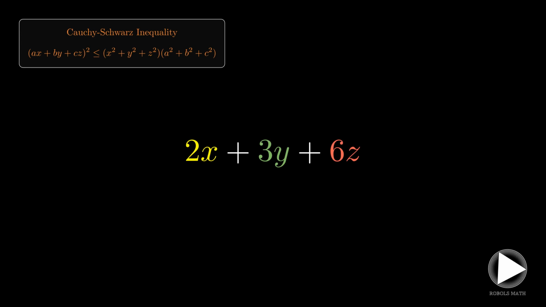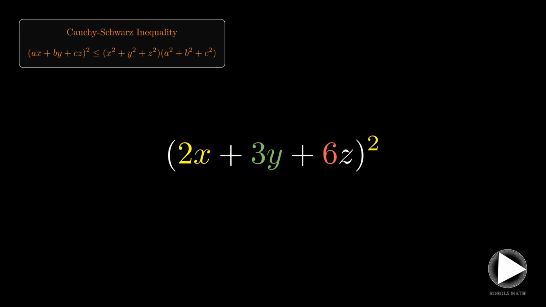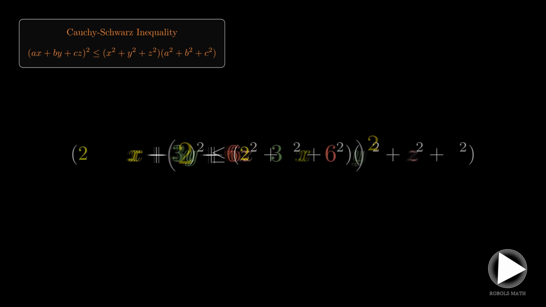We wish to maximize the sum 2x plus 3y plus 6z. Let's consider the square of this number. The Cauchy-Schwarz Inequality, or simply CSI, suggests that the square of 2x plus 3y plus 6z is less than or equal to the product of 2 squared plus 3 squared plus 6 squared and x squared plus y squared plus z squared. The first factor is the sum of the squares of the coefficients, while the second one is the sum of the squares of the variables.